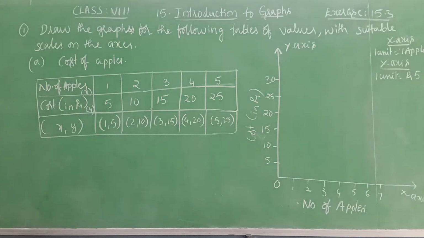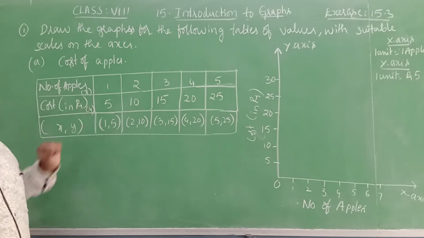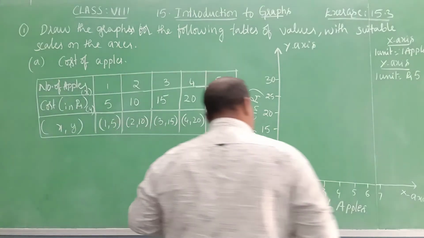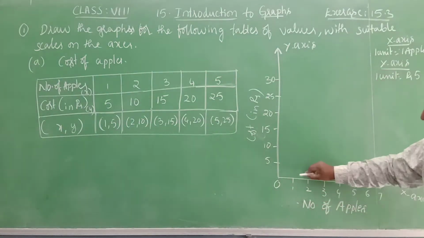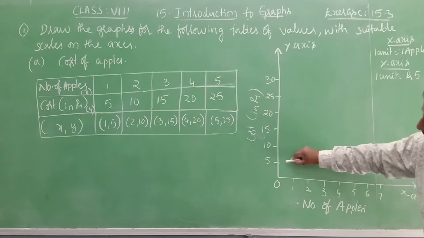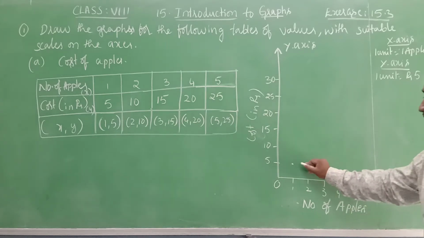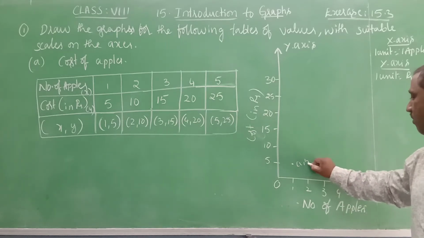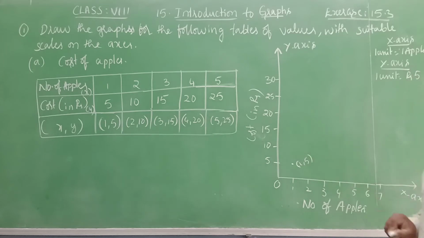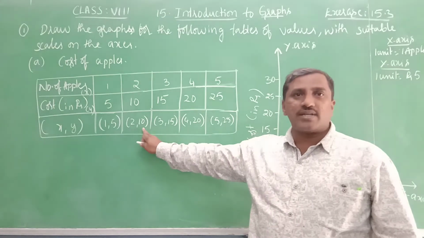Then we have to represent these points on the graph sheet. The first point is 1, 5, that is x is equal to 1 and y is equal to 5. Now you see this is the x-axis, x is equal to 1, y is equal to 5. Where they intersect, this is the point. We will get a point here. So what is this point? It is 1, 5.